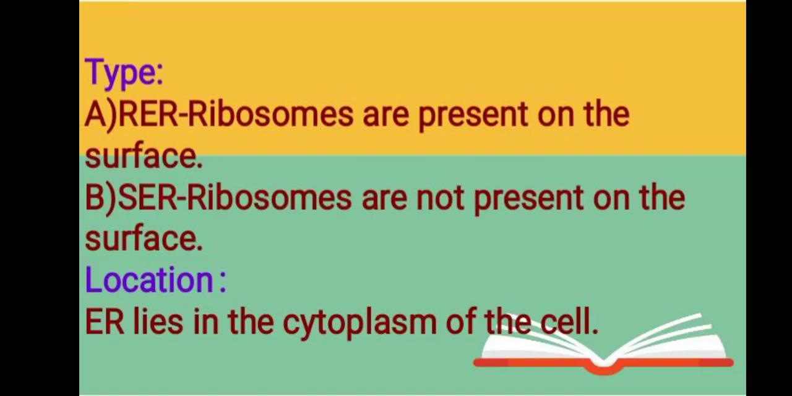We can have two types of endoplasmic reticulum, RER, which stands for rough endoplasmic reticulum. They have ribosomes present on their surface, and under the microscope their surface appears to be rough or uneven. That is why they are called rough endoplasmic reticulum. Another type is smooth endoplasmic reticulum, which does not have ribosomes on the surface, and that is why it appears smooth when observed under the microscope.